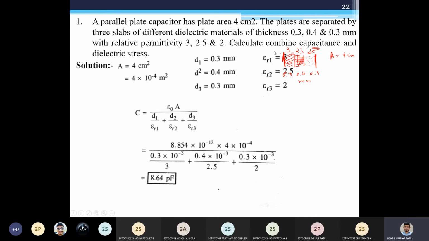Along with that, I have been asked one more thing, and that is dielectric stress. Dielectric stress is nothing but your electrical strength, like electrical field strength. You have to find your E. So it is asked that dielectric stress is actually E. This is the dielectric strength, and you have to calculate it.